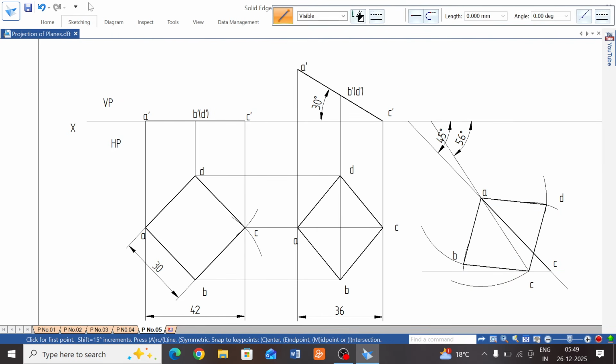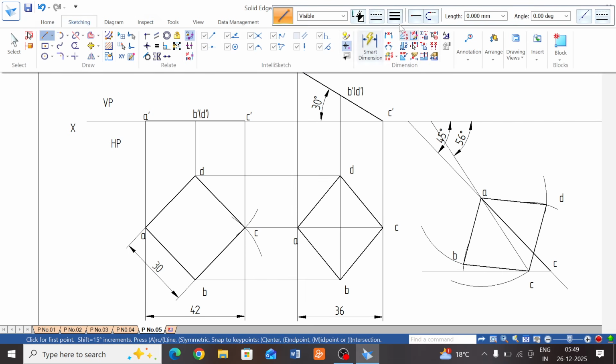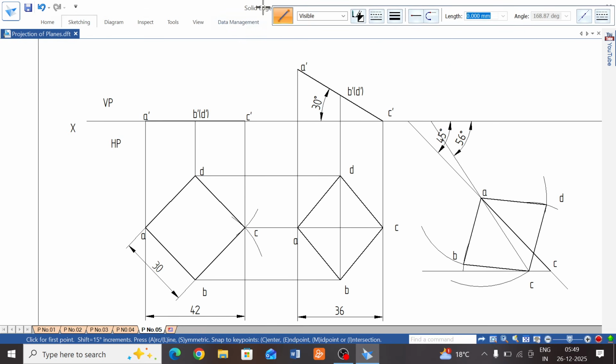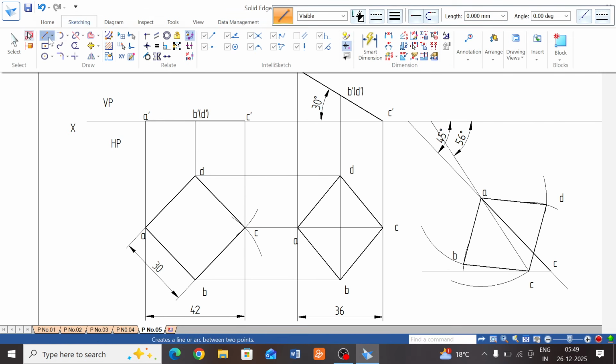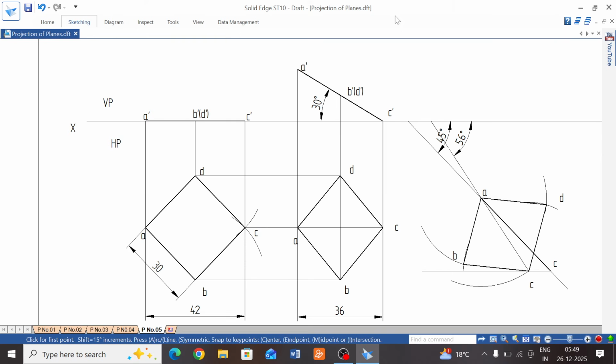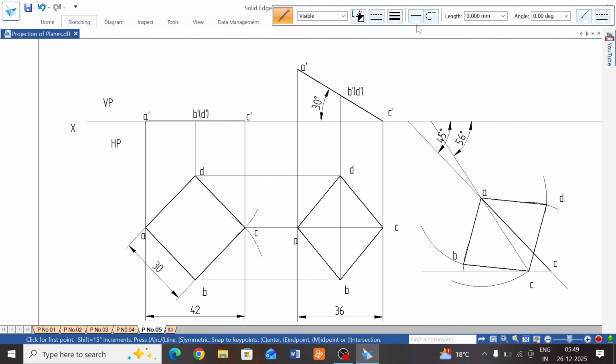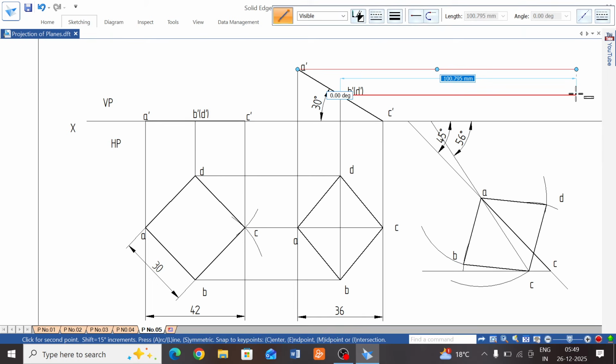And now project for front view. Thin line, thin line, thin line you have to project to get those last front view. See, project this A dash towards right side. Then exactly B dash and D dash. C dash is on XY line. Now start with A. A is apex point. And A is apex point.